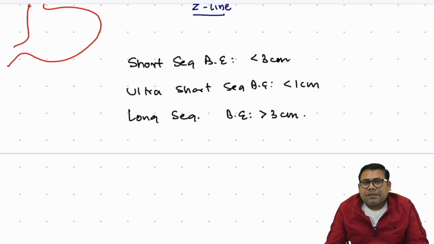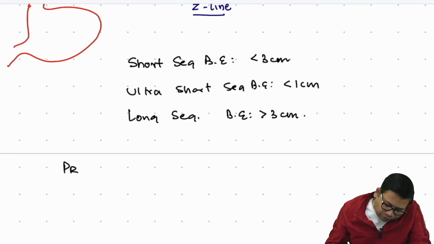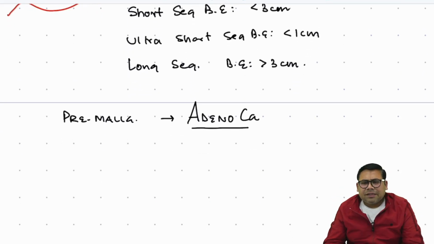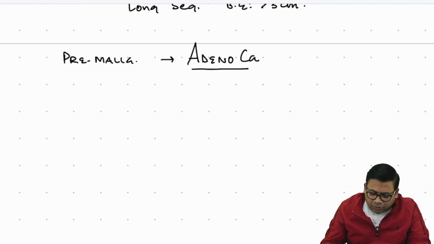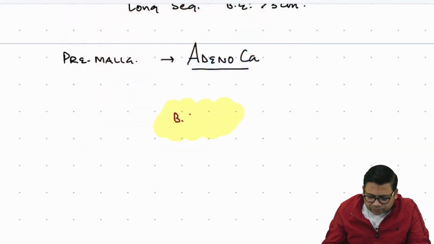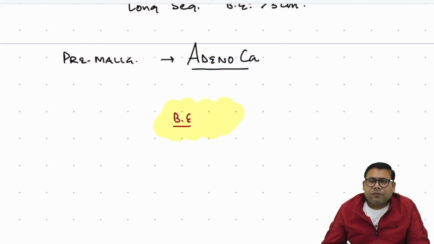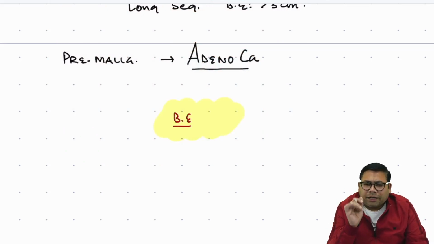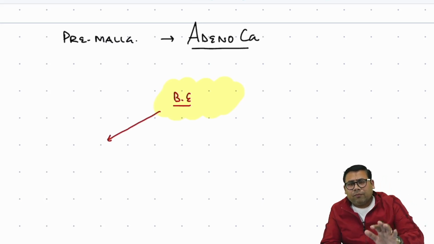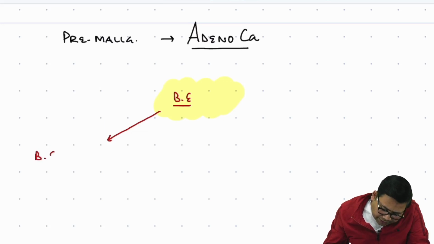You know, Barrett's is a pre-malignant lesion. So you have to understand that Barrett's will often lead to what? It will lead to adeno-CA. So there is a very high risk of adeno-CA, and it is considered a pre-malignant lesion. Now try to understand the various types of Barrett's esophagus. We have 4 classical types of Barrett's esophagus. The first one is Barrett's esophagus without atypia.